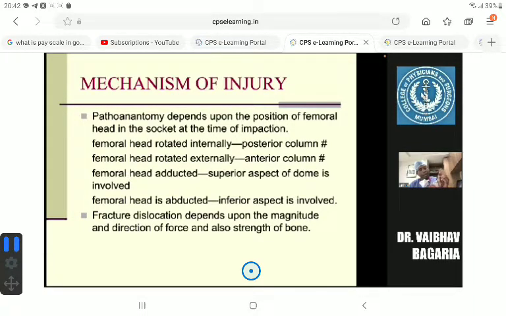Similarly, if the head is adducted, meaning it is in this position, the superior aspect of the dome is involved, and if it is abducted, the inferior part of the dome is fractured. Similarly, if you've got a rim fracture, the ball can jump like this and can be here. Okay, so that is how the different direction or different position of the head determines what is happening in the fracture.